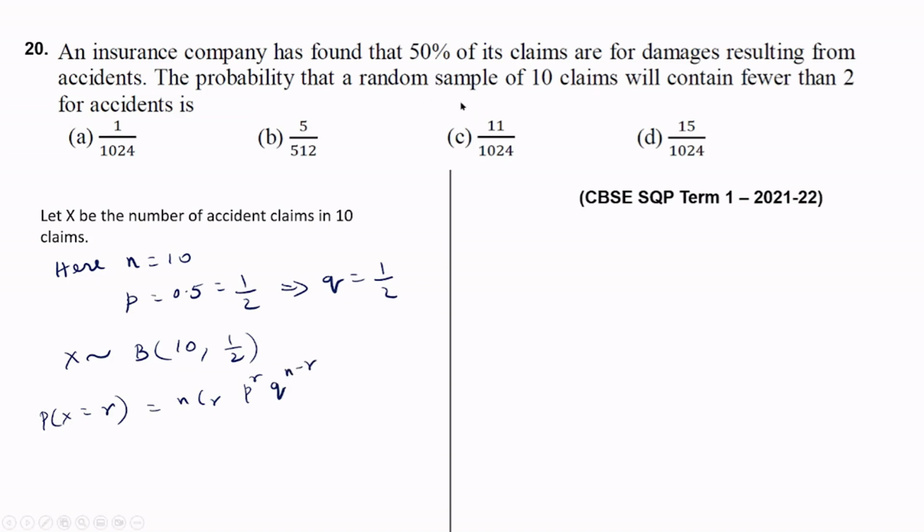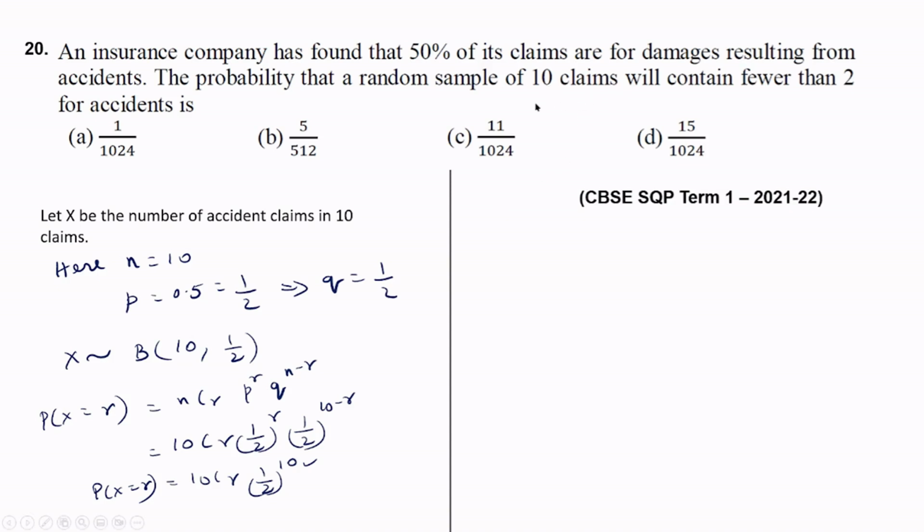We have to find the probability that in a random sample of 10 claims, there will be fewer than 2 for accidents. So we have to find probability of x less than 2. So let us put the values of n, p and q. So here we have 10Cr, p is half, half raised to r, q is half, half raised to 10 minus r. So this is 10Cr into half raised to 10, because half raised to r plus 10 minus r, this plus r and minus r will go, we are left with only 10. So this is probability of x equal to r.